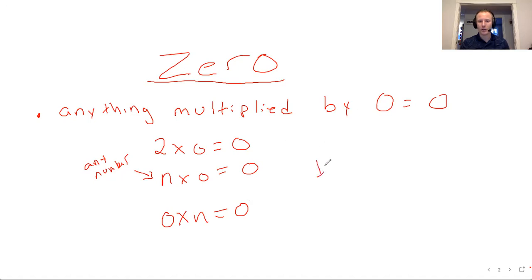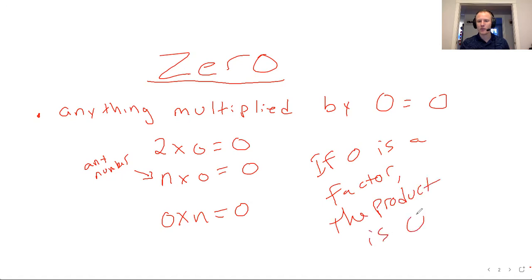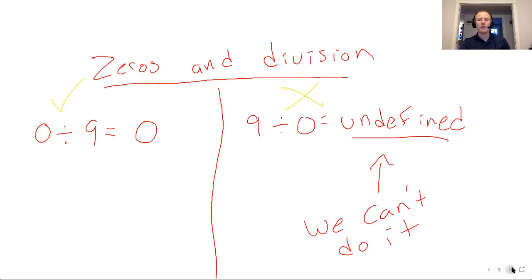Let me write that part out. If 0 is a factor, the product is 0. So if either one of the factors is a 0, the product is automatically a 0. That one's straightforward. But let's move on to division because that's where there are 2 different rules here. And I've written them out for you. And let's go through why they are the way they are.